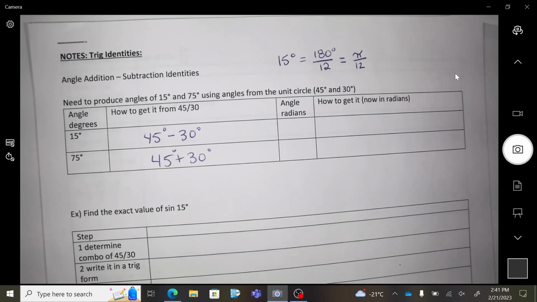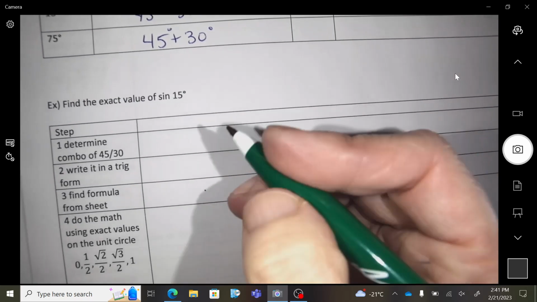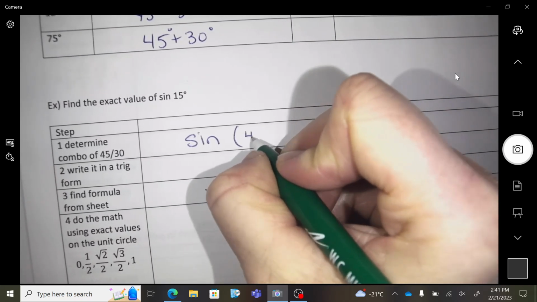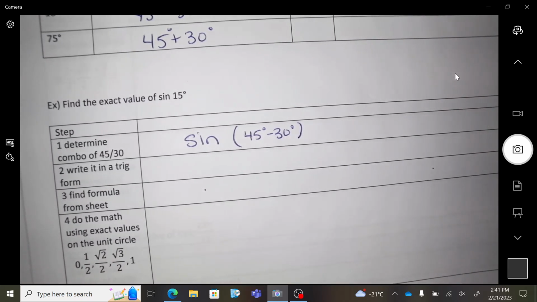Okay, find the exact value for sine 15 degrees. So instead of doing sine of 15 degrees, I'm going to do the sine of, and then I replace 15 with 45 subtract 30. Does that make sense? Is that okay? Why? Because I know stuff about sine of 45 and I know stuff about sine 30 because of my circle.